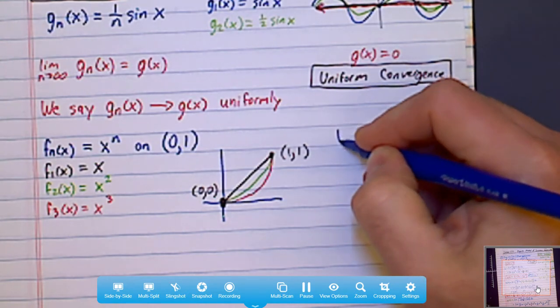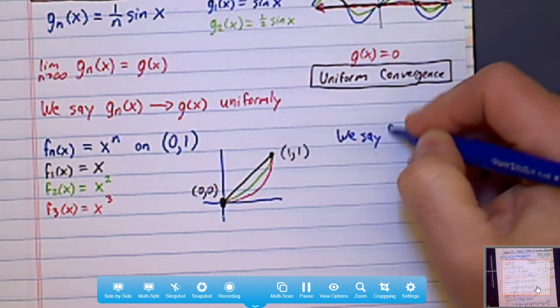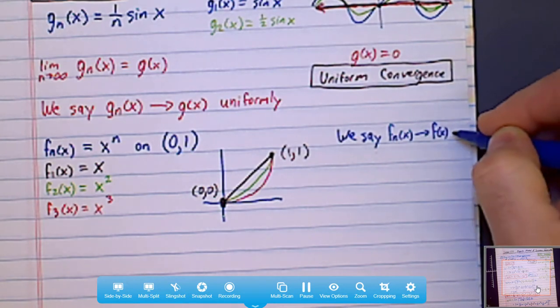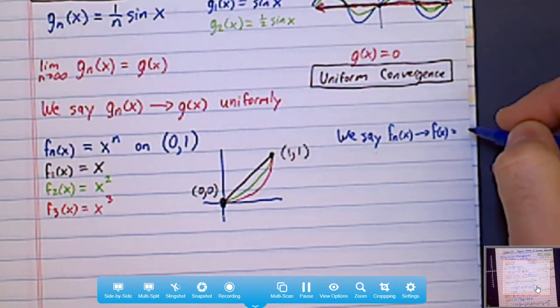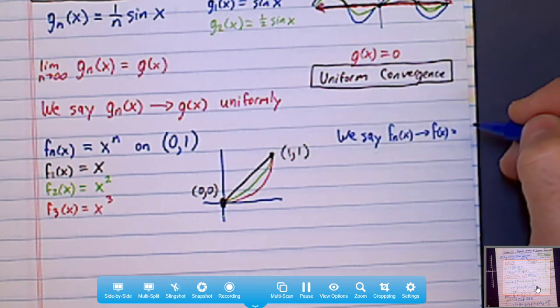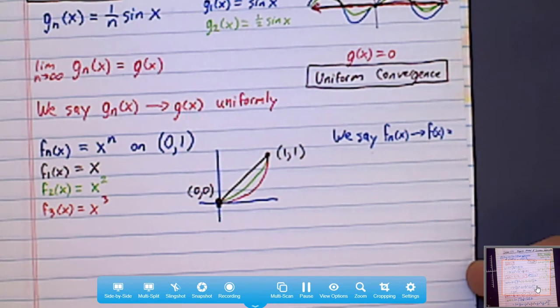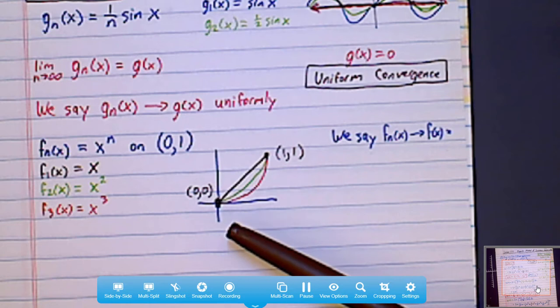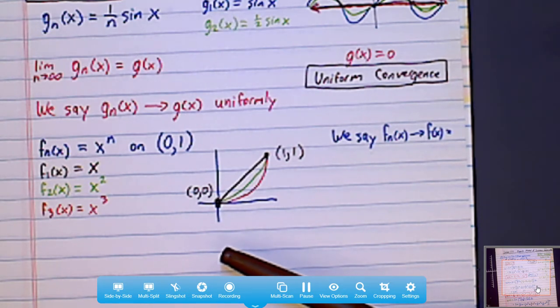So here's what I'm going to tell you. We say fn of x converges to a function f of x, which is what? What's this going to converge to? Maybe we don't say this. If I do f4, it's going to get wider, even lower, right? I mean, it doesn't turn into an L-looking thing, does it? Well, that's interesting, right? What if I did f1000?